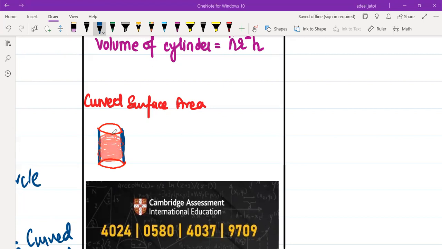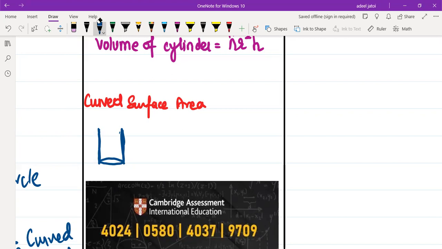That means there is the boundary of the circle in the curved surface area. So if you need to understand, in curved surface area, you do not need anything related to the bottom and the top. The only thing that you will be relating yourself to is the first circle that is in the boundary.